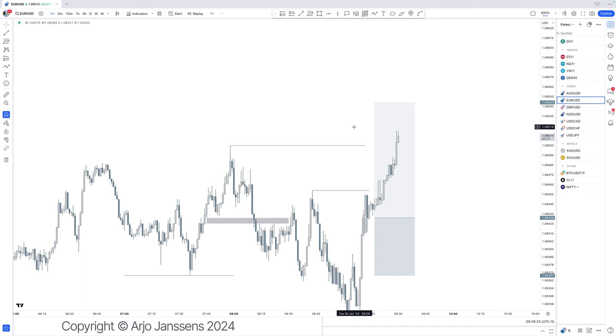I did not take this trade, by the way, just to clear it up. I did not take this trade because time is not agreeing for me, etc. I just didn't take this trade. Let me see.